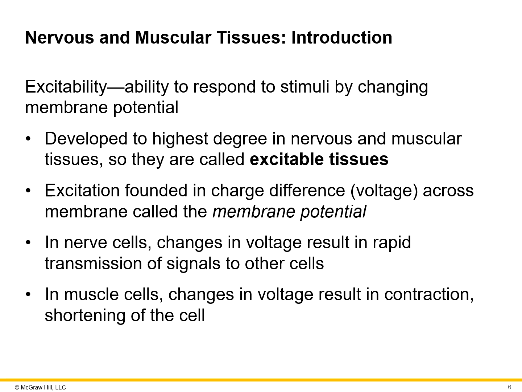Nervous and muscular tissue are said to be excitable. What excitability means is that it has the ability to respond to stimuli, and it does so by changing its membrane potential. Okay, so I don't want to lose you here.